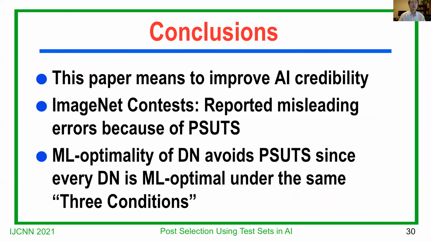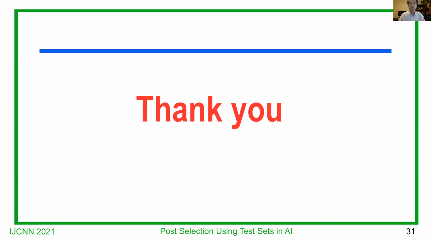Conclusions. This paper means to improve AI credibility. The ImageNet contest reported misleading errors because of PSUTS. Maximum likelihood optimality of DN avoids PSUTS, since every DN is maximum likelihood optimal under the same 3 conditions. Thank you very much.